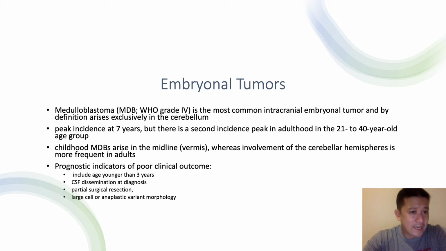Now, prognostic indicators of poor clinical outcome are the following. So, age younger than 3, CSF dissemination at diagnosis, partial surgical resection, or the larger anaplastic variant.